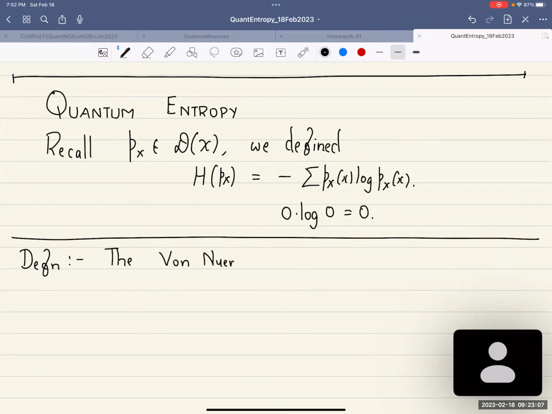Definition: the von Neumann. I don't know whether it is N-E-U or N-U-E. I think it is N-U-E. N-E-U maybe. Sorry. Oh, M-A-N-N, is it? Entropy of a density operator.